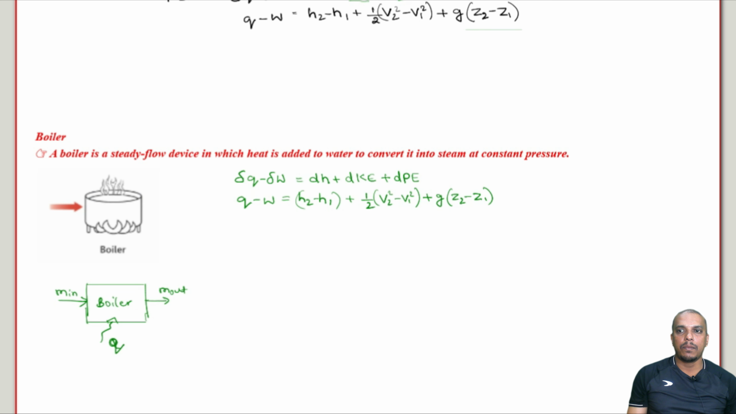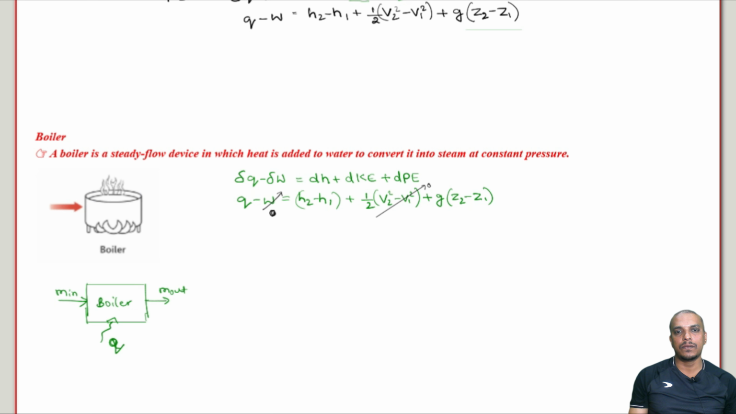Now, in a boiler, as we said, it is not a device which produces work. There is no work interaction in this device. So, work transfer can be neglected. In a boiler, there is negligible kinetic energy change. Boiler is not a device like nozzle or diffuser where there is a significant change in kinetic energy. So, this also can be neglected. So, we are neglecting work transfer because there will not be a work interaction in a boiler, and we are neglecting change in kinetic energy because boiler is not a device where the kinetic energy change is significant.